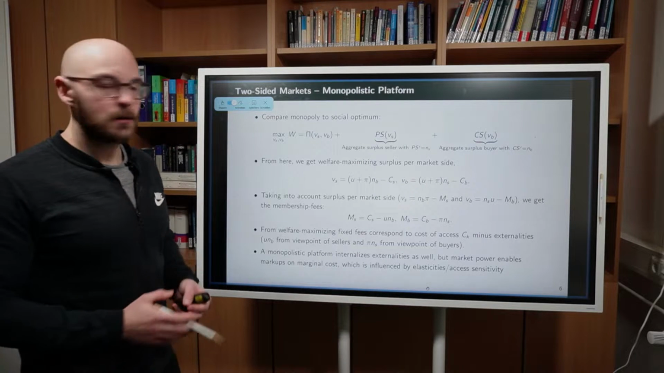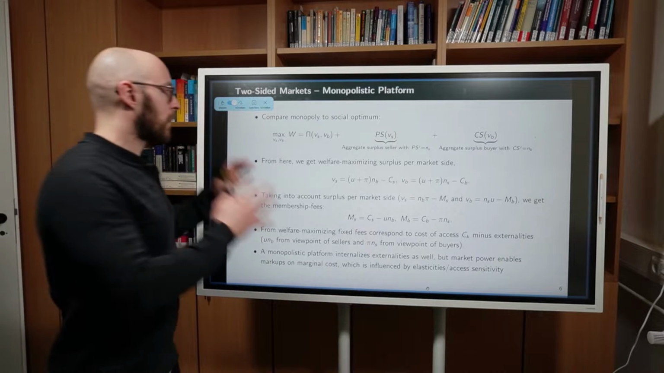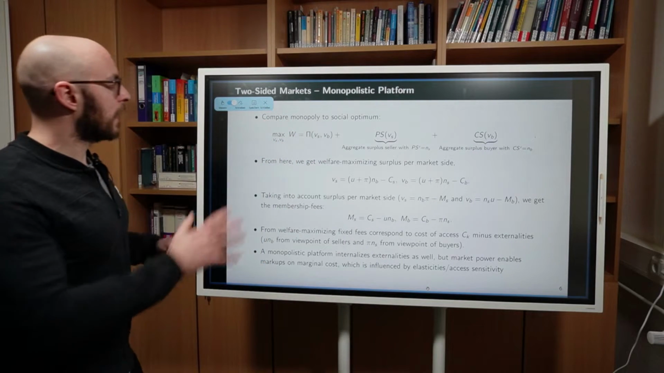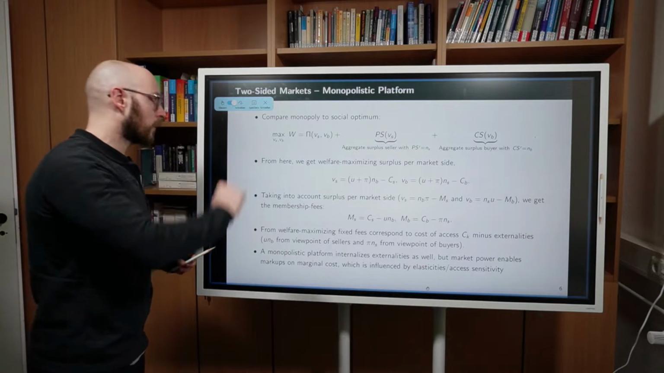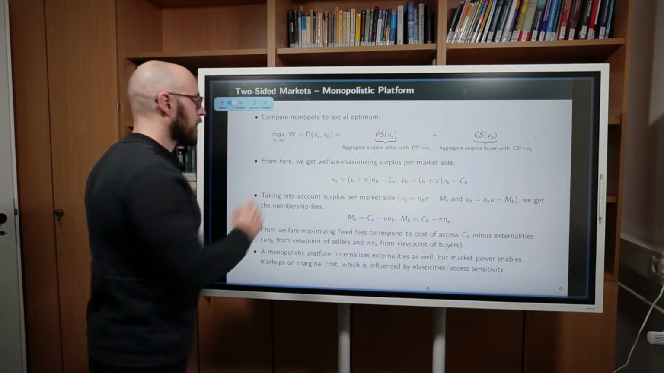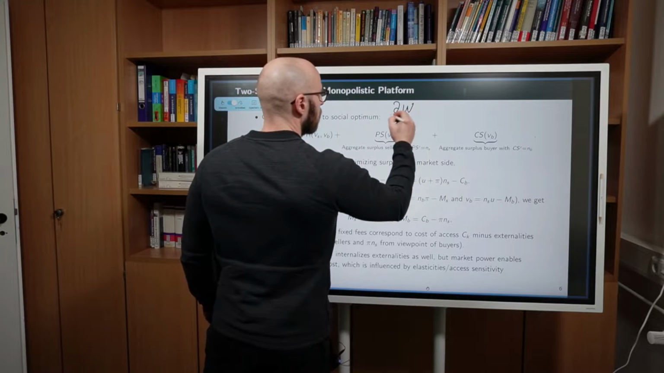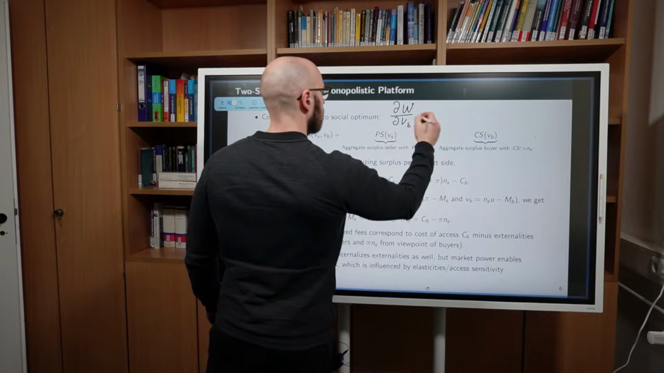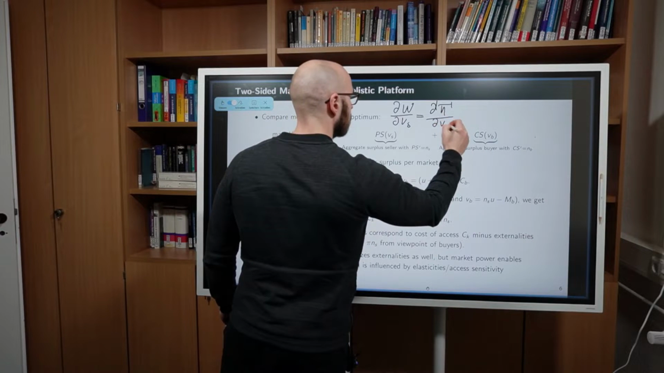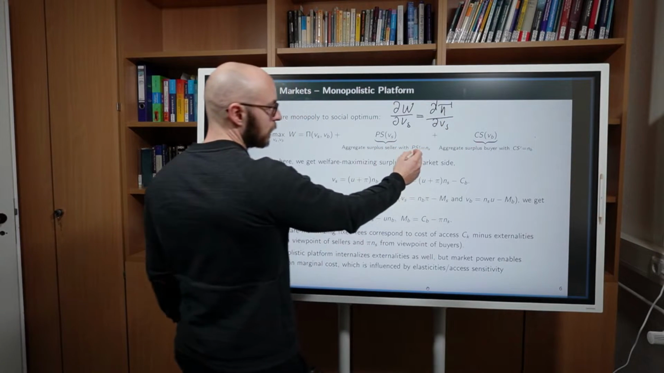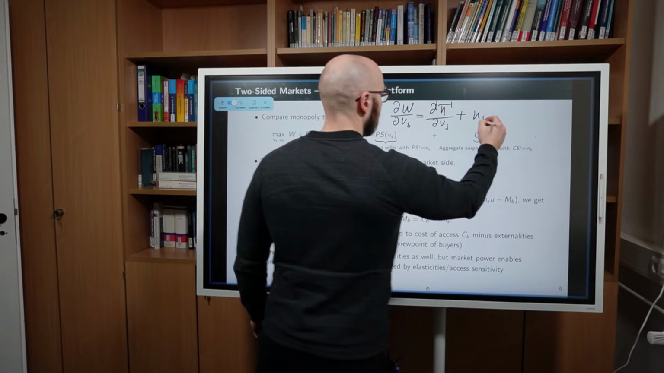That's just something I would advise you to take a look at Belleflamme and Peitz here. It's easy to come up with that, but let's have a look. And the crucial point here is if you take that into account and you differentiate your welfare function with respect to Vs, for instance, then you have this one, right? So it is equal to the derivative of the profit of the platform with respect to Vs plus, and now the derivative of PS with respect to Vs is Ns, so you just add Ns, right?